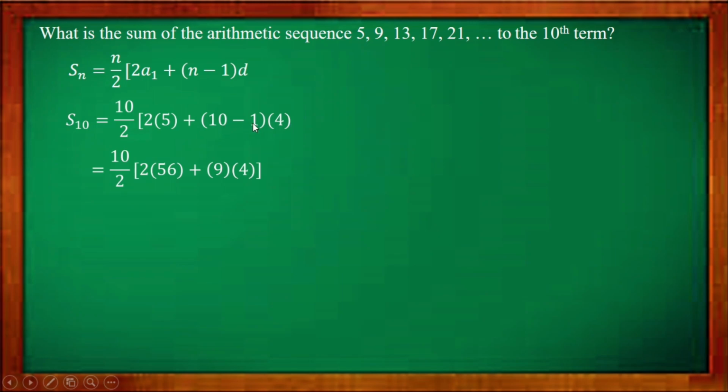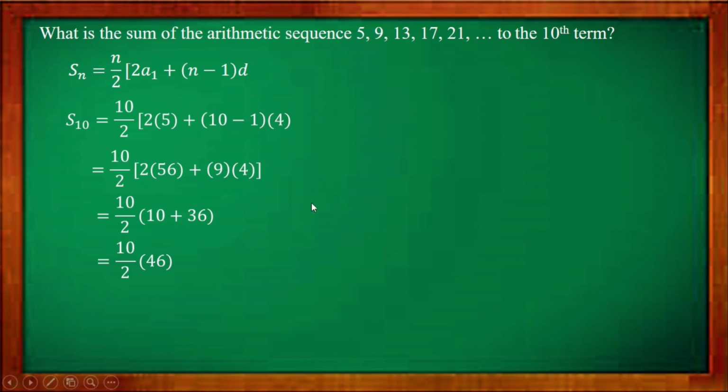We have 10 minus 1, which is just 9. Then simplify the expression inside the bracket. We have 2 times 5, just disregard this number. This is not 56, this is just 5. So 2 times 5 is 10. Then 9 times 4 is 36. Then 10 over 2 times, okay, get the sum of these numbers. So 10 plus 36 is 46.